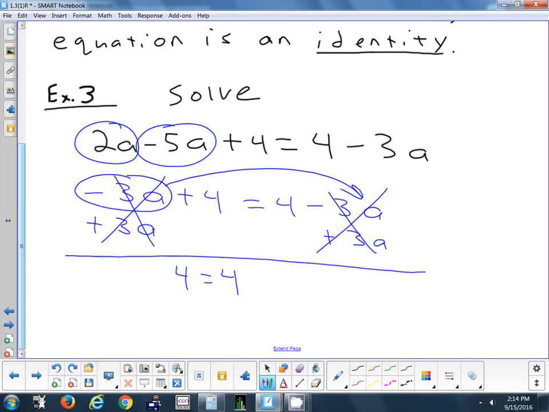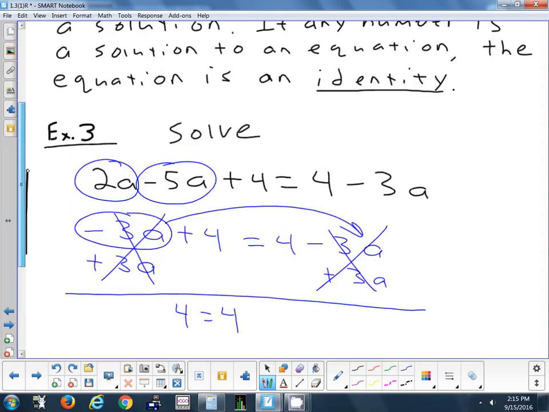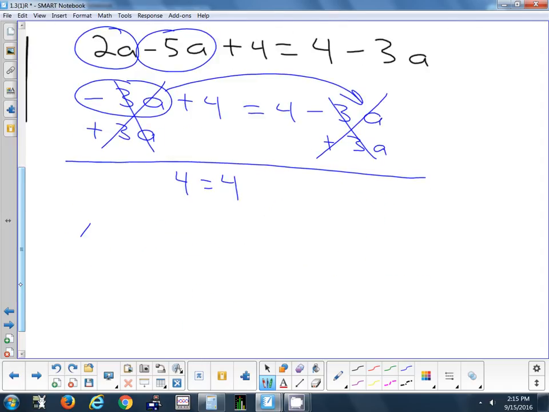When you look at 4 equals 4, is that a true fact or is that false? Is 4 equal to 4? Yeah, that's true. So what that means is the solution here is all numbers. You can pick any number you want, and it's always true. So the answer here is all real numbers.